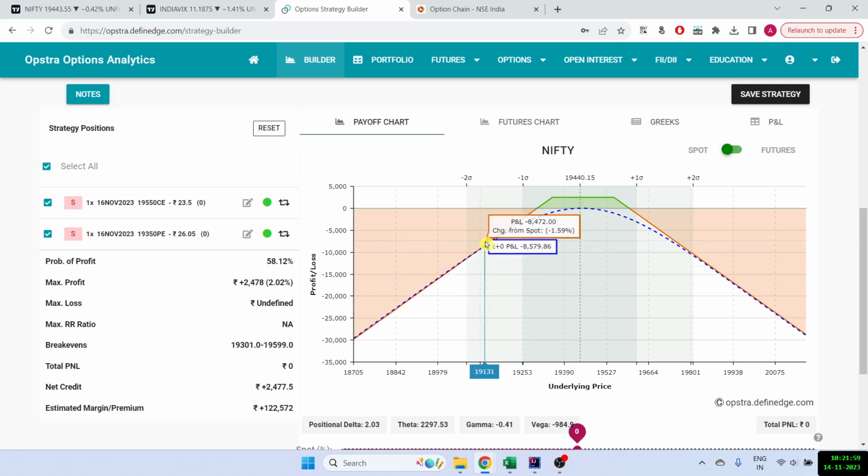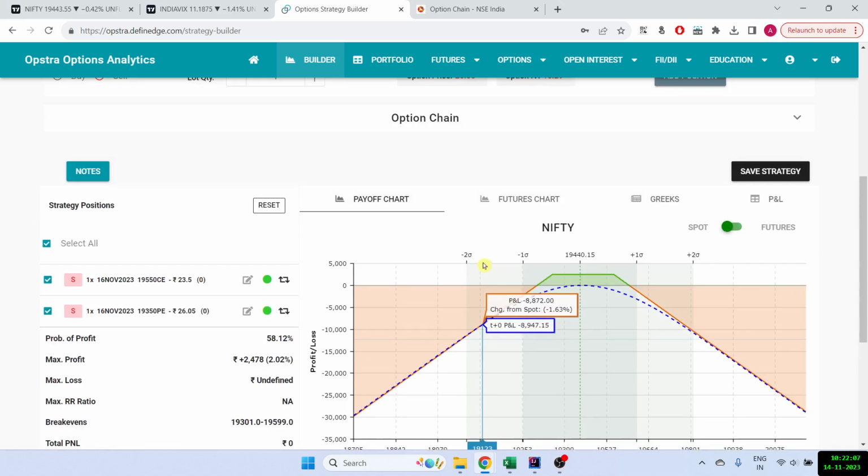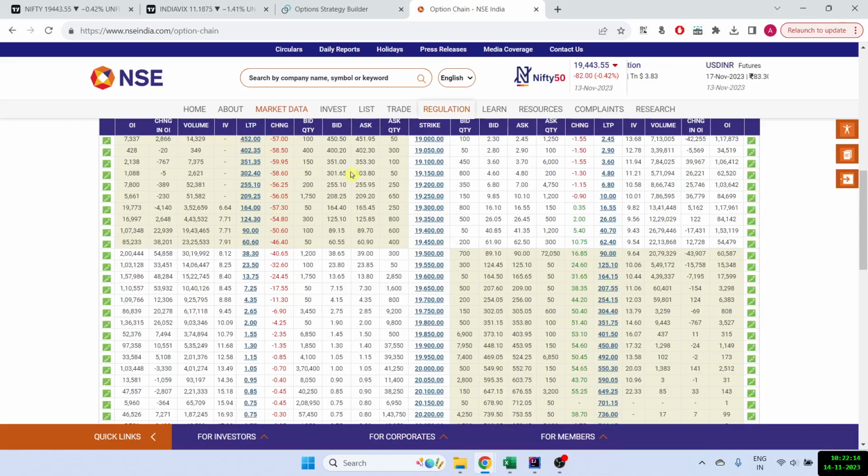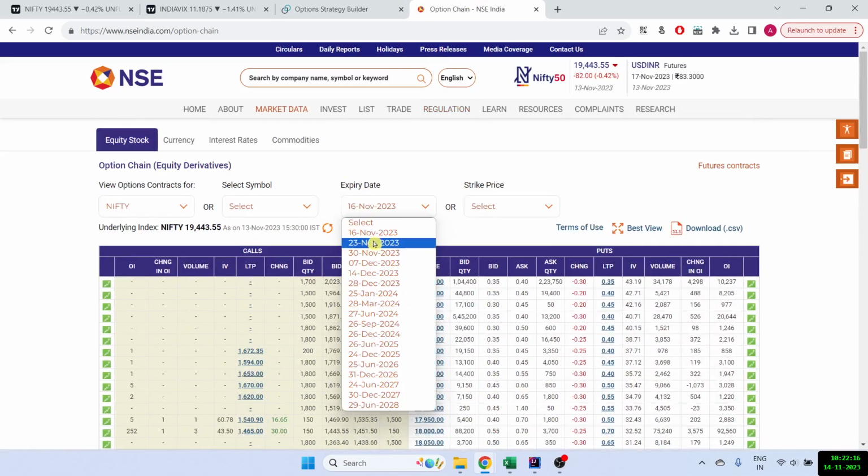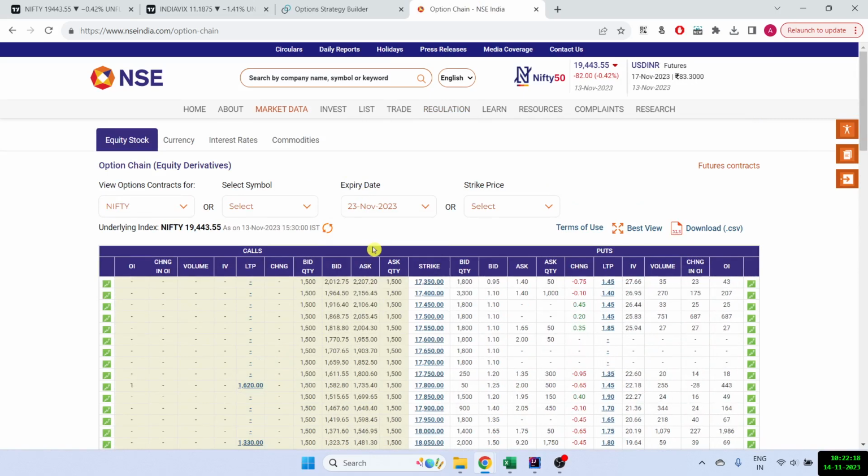But as we can see, since this is just option selling, if the market moves violently in one of the directions, I can make a very big loss. So I'm going to hedge it. And the way I'm going to hedge it is to buy the option from the next week. So let's go back here. I'm making it 23rd November, which is the next week expiry.